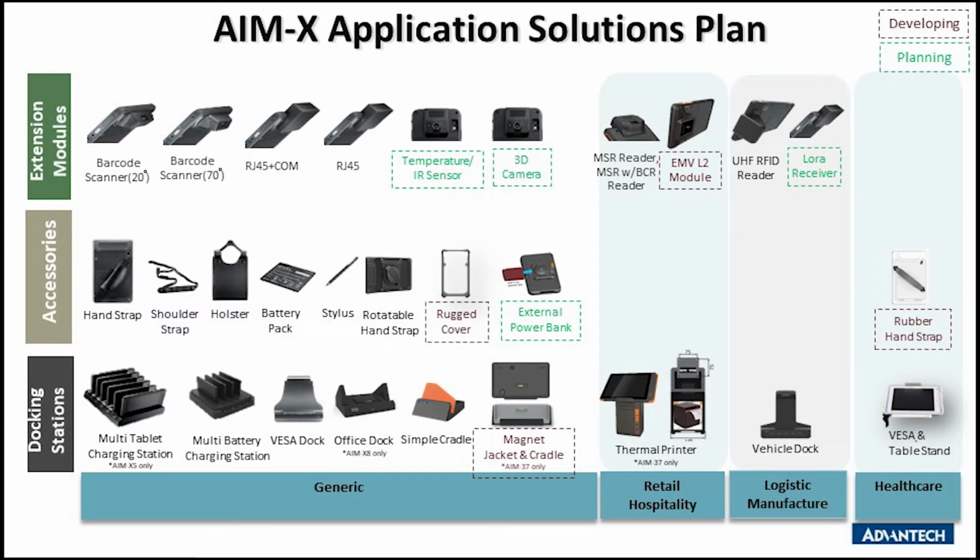Okay, so this is a very characteristic and very important design of the AIM Industry Series: it is an industrial flat panel with a common expansion module design interface. Through this expansion module, you can add a 20-degree or 70-degree barcode scanning angle scanner, or RJ45 plus COM port, or even a temperature IR sensor. A 3D camera is still in development. It can also be integrated with various peripherals to support multiple applications with a single device. For this part, we do have a virtual demonstration and introduction later on.